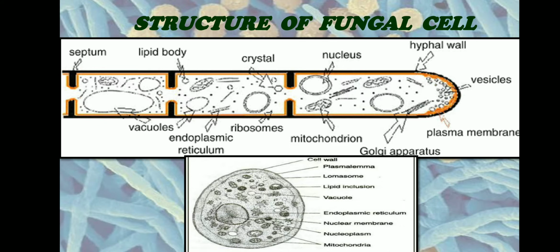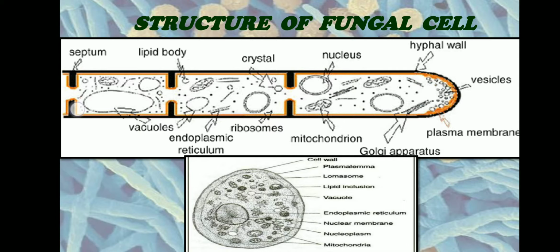It has all the membrane-bound organelles which are present in a cytoplasm. The cytoplasm is enclosed by a cell membrane and the cell membrane is surrounded by a cell wall. The fungal cell could be unicellular or multicellular in nature. The multicellular hyphae occurs as a filament.